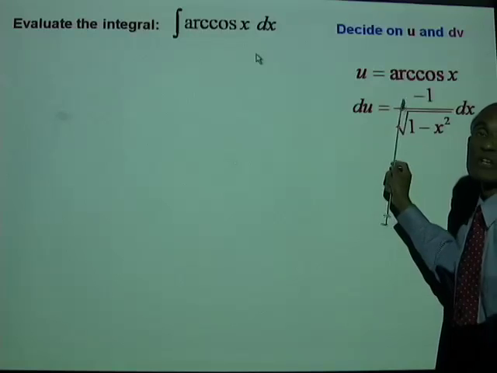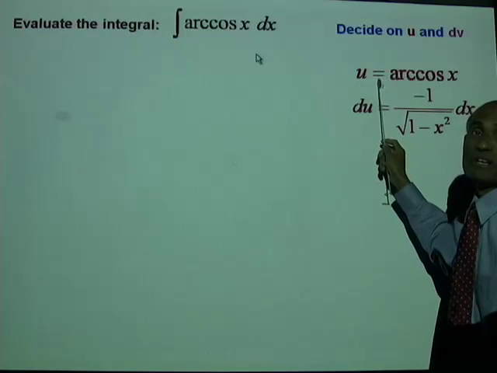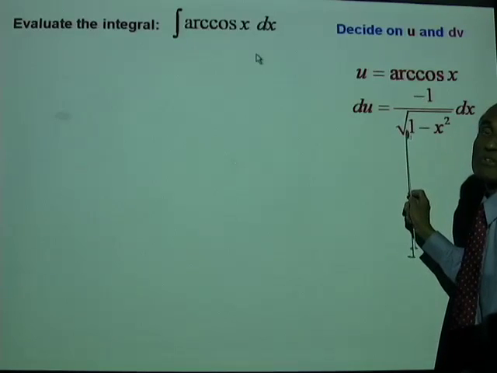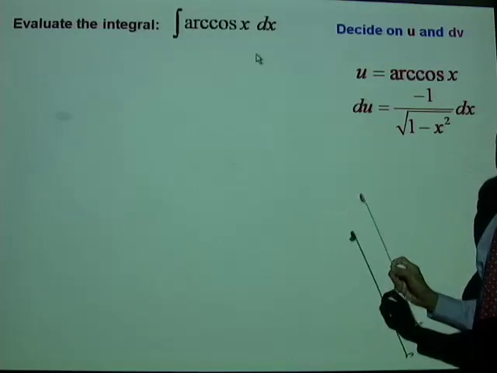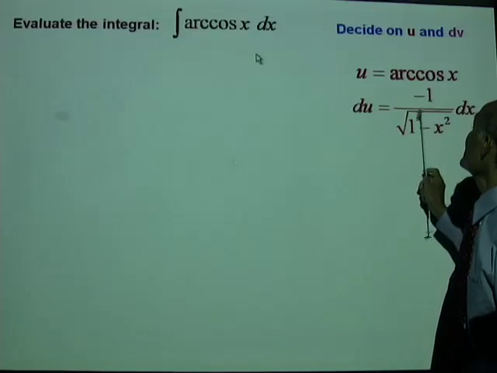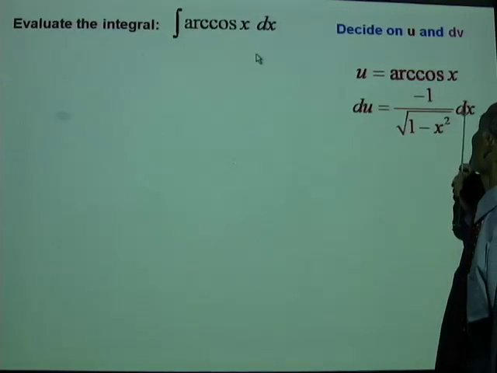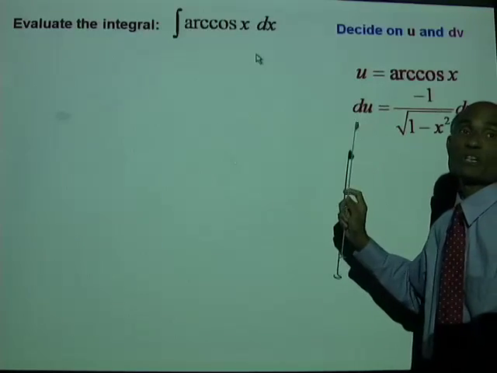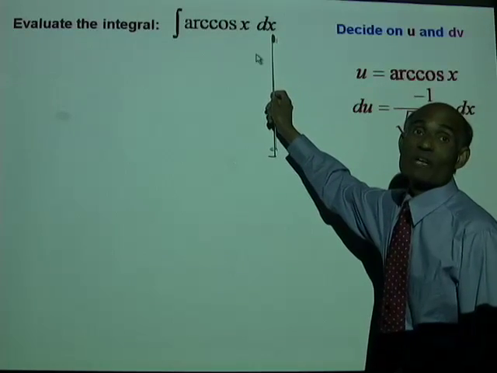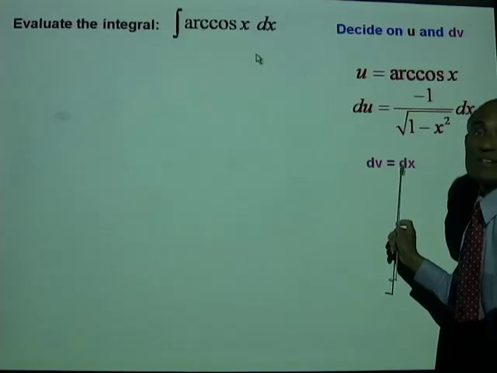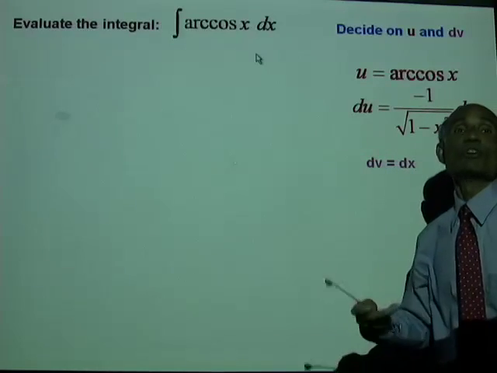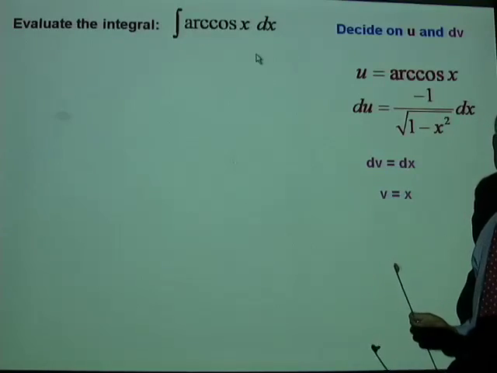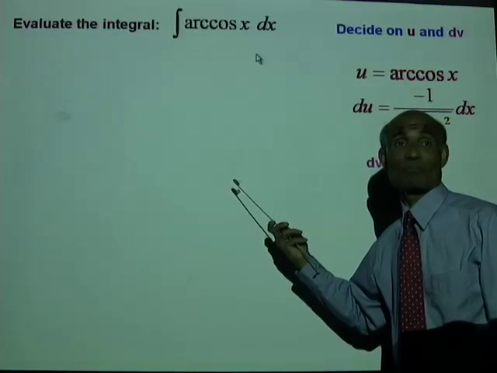If you've forgotten it, you've got to go back and refer to it. The derivative of arc cos x is negative 1 over square root 1 minus x squared. Therefore, du is negative 1 over square root 1 minus x squared dx. So you got u and your du. Our dx will be our dv. If dv equal to dx, what's our v? V will be equal to x. You see, it became actually very simple.